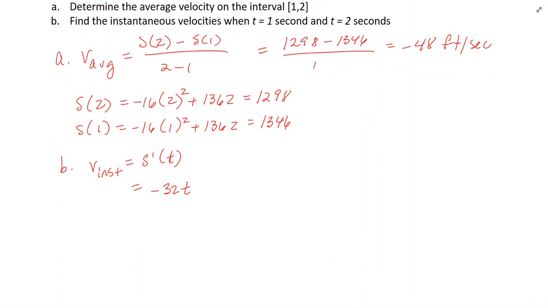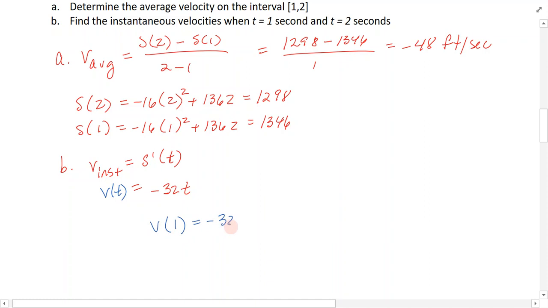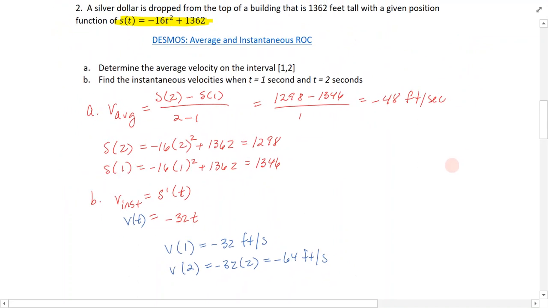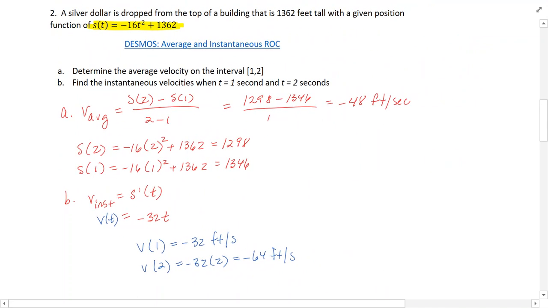So for this one, we know that the velocity function is -32t. So when time is 1 second, we would be at -32 feet per second. And when time is 2 seconds, we would have -32 times 2, which of course would be -64 feet per second. So this is just a simple example where we're determining both average velocity as well as instantaneous velocity of a function.